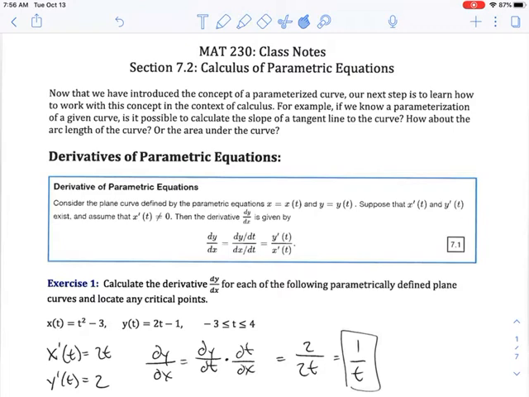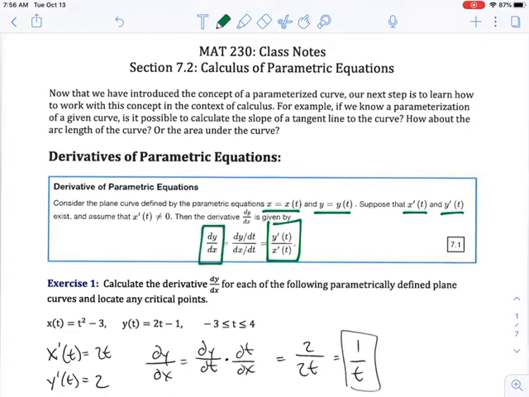So in the box here, you will see that finding the derivative of a parametric equation is really a simple process. We have our two parametric equations. We have x as a function of t and y as a function of t. So if we take the derivative of x as a function of t, in other words, x prime of t, and we take the derivative of y as a function of t, that would be y prime of t, and we divide y prime of t by x prime of t, we have the derivative dy/dx.